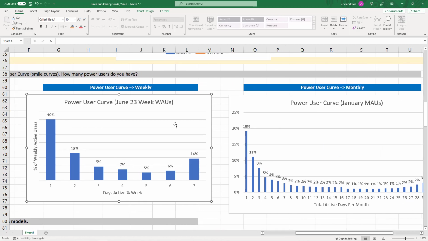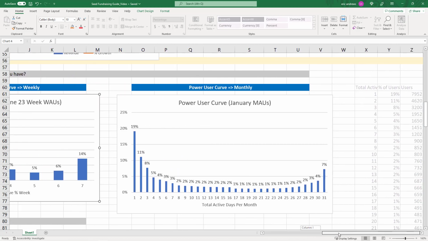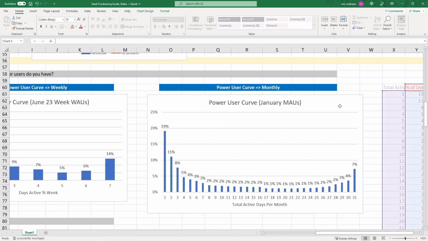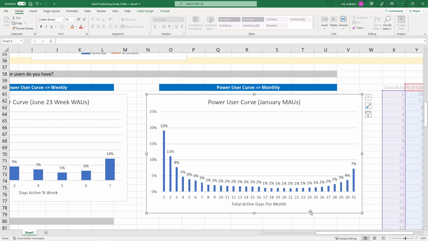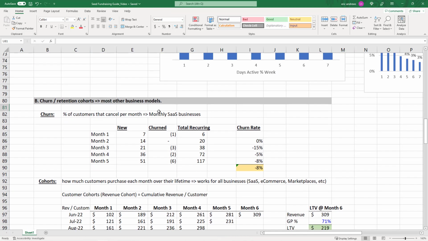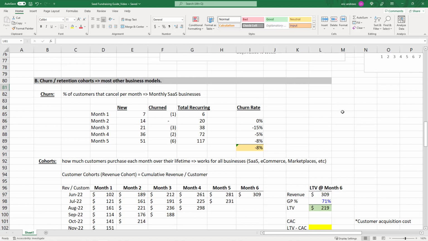And if you want to get even more exact, this would be June 23rd weekly active users. What does the usage look like? You can also look at it on a monthly basis, exact same data. You just say 19% of people used it once per month, 1% used it 17 days per month, 7% of people used it 31 days per month, etc. And if your curve is not smiling, you shouldn't be smiling either, because that means you don't really have any power users. This is also called the smile curve because you want the curve to be smiling.